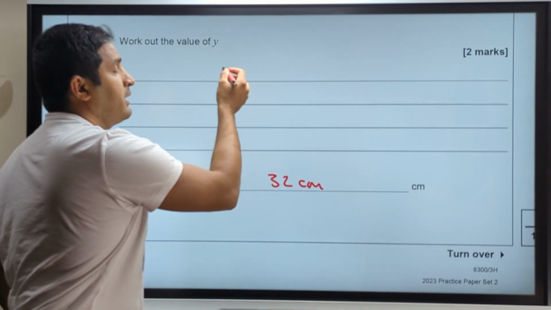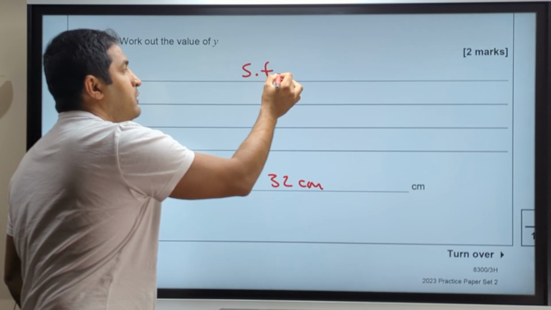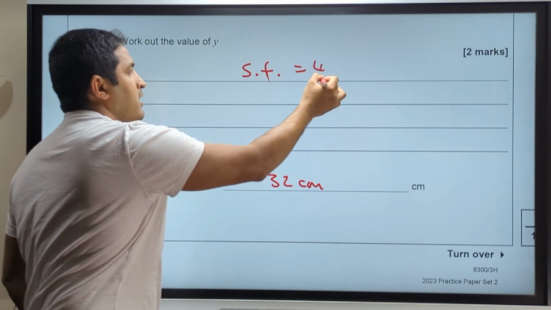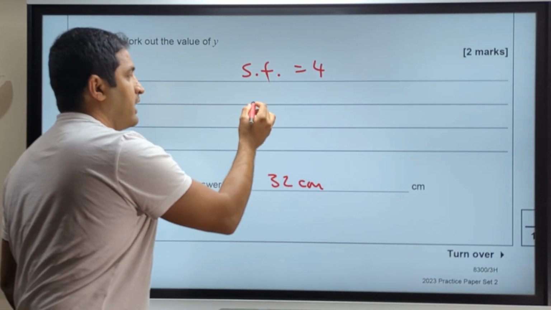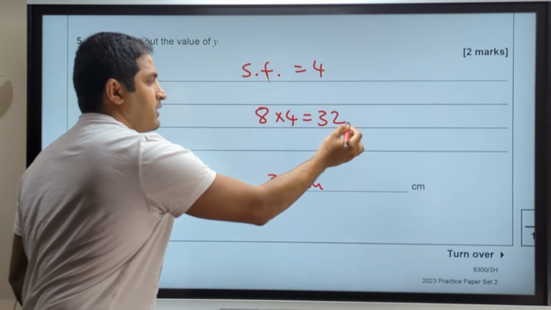So you worked out the scale factor, which was 4, and you used the scale factor to work out the 32, which was 8 multiplied by 4. That gives you that 32.